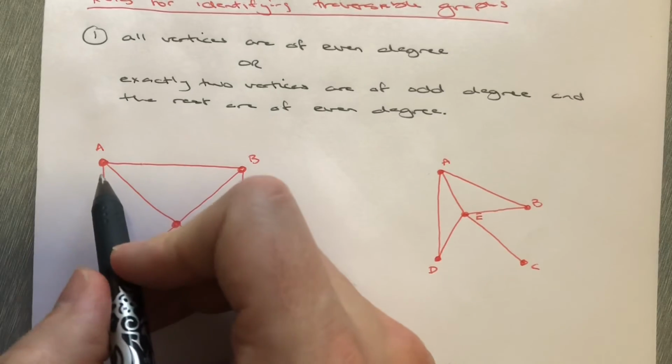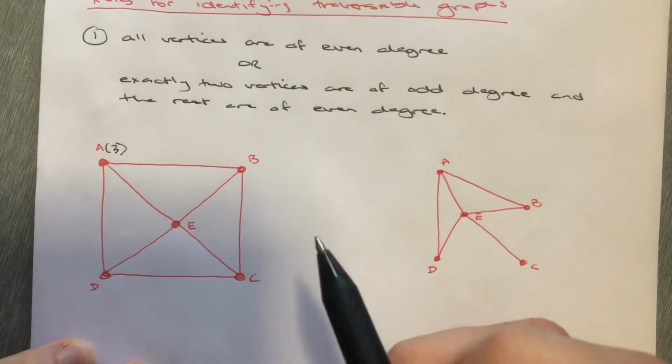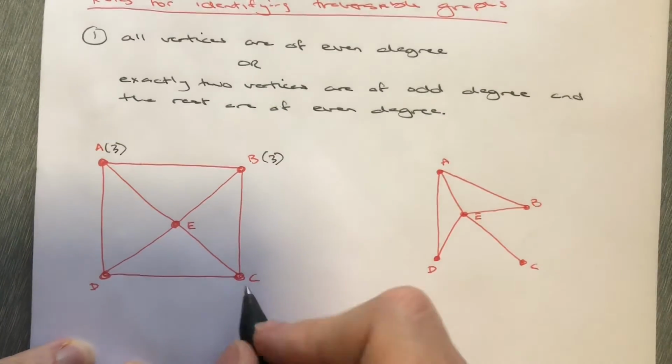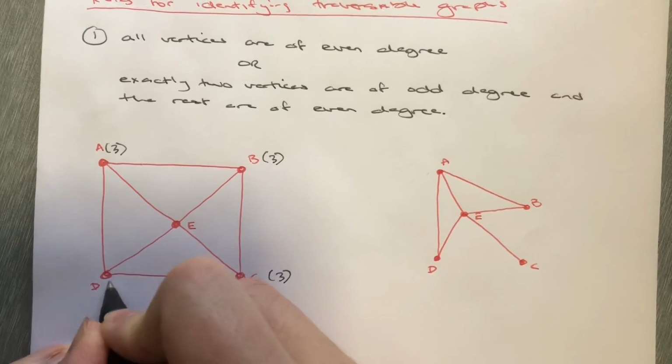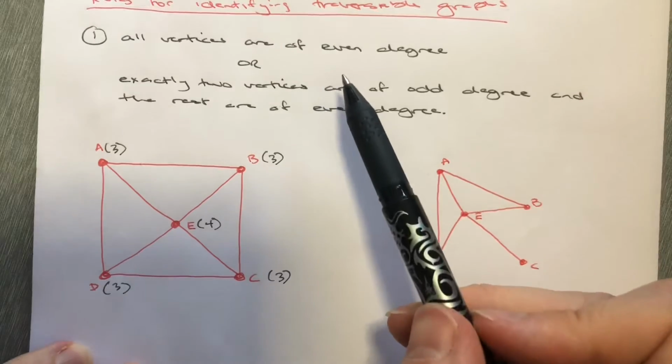So this vertex here that has a degree of 3, I'm going to label them to make it easier for me. This one here has a degree of 3. This one here also has 3. This one here is 3. And then this one in the middle is 4. Now let's see if it fits with these rules.